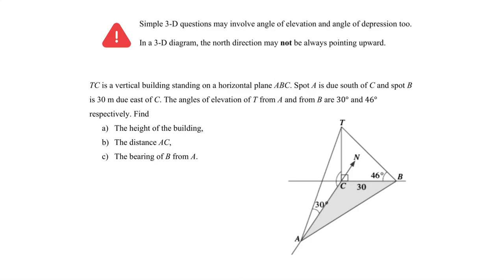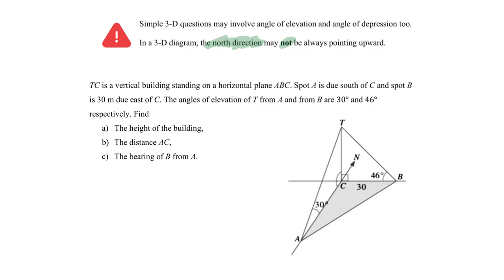Hello everyone, welcome to this example where we are going to look at a question where the north arrow, the north direction, may not always be pointing upward. As you can see from this example, the north arrow is actually pointing in a slanted direction. So there's something for us to take note of.